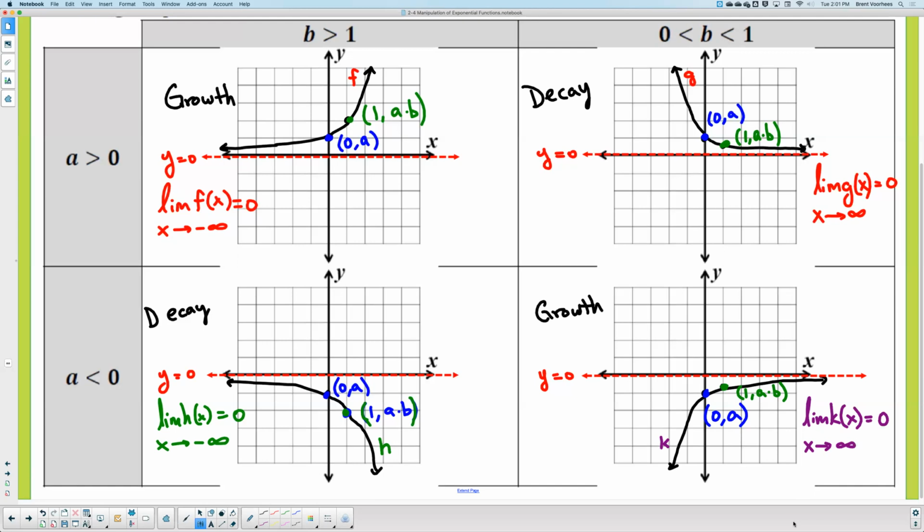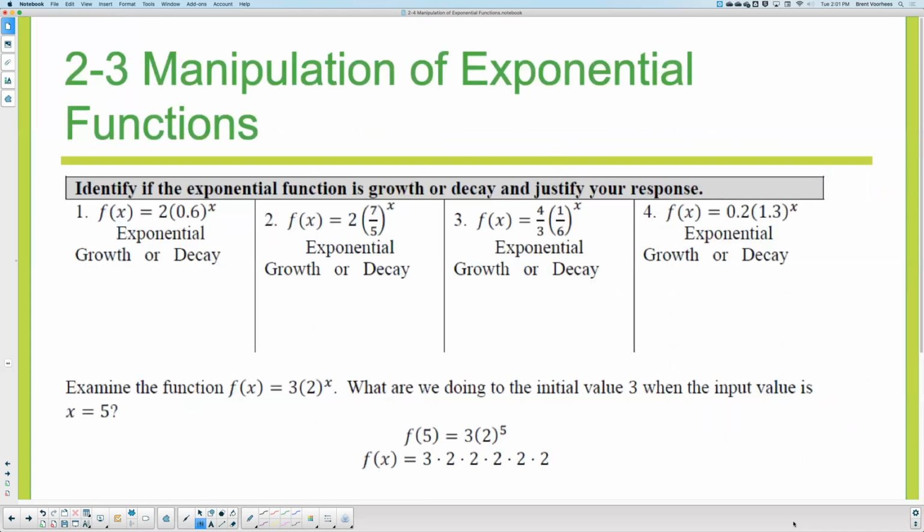Okay, so that really is what lesson 2.3 is all about. It's about understanding how a's and b's work together to give you those graphs. Now that's kind of your notes for lesson 2.3. Now I'll have some quick hits on one slide. I know it's all small, but then we'll move on to 2.4 material. So here we go.